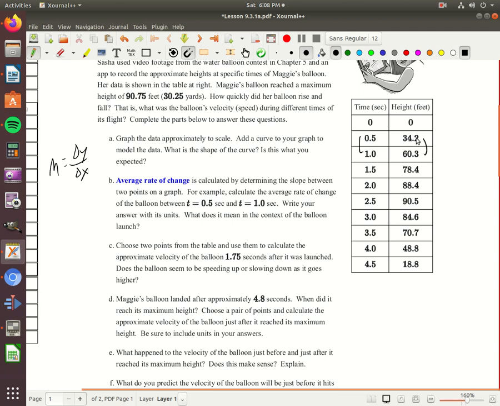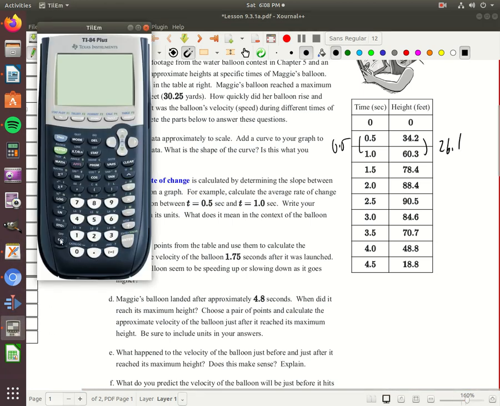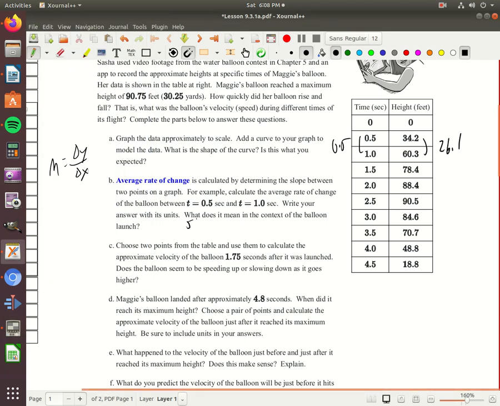Well, my change in y, it went up 26.1. So it went up 26.1 on the y, and it went up a half on the x. So if I divide 26.1 by a half, you can see it's about 52 meters a second.